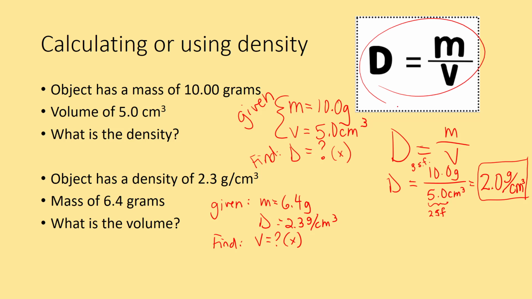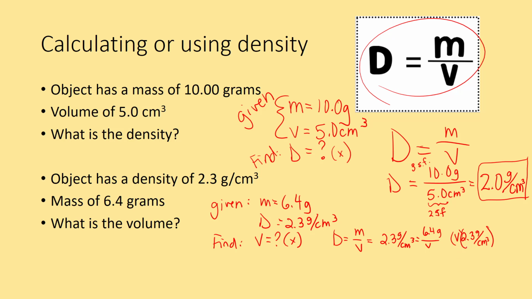So I'm going to use this formula. Always write down your formula. D equals m over v. And I plug in the stuff I know. 2.3 grams per centimeter cubed equals the mass, which is 6.4 grams, divided by the volume. That's what I'm missing. Okay, so now I'm going to multiply v times 2.3 grams per centimeter cubed.